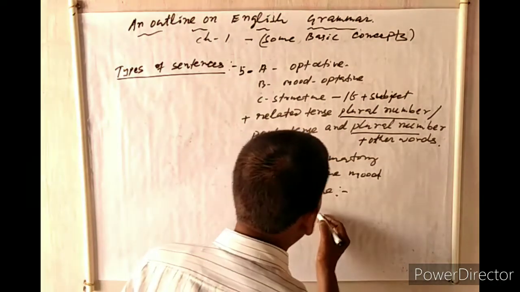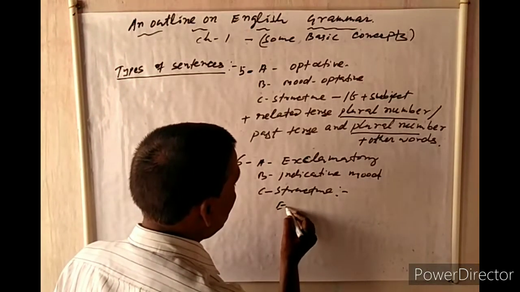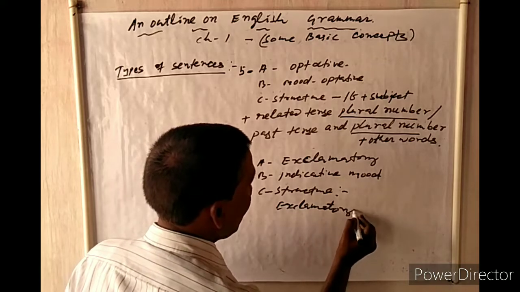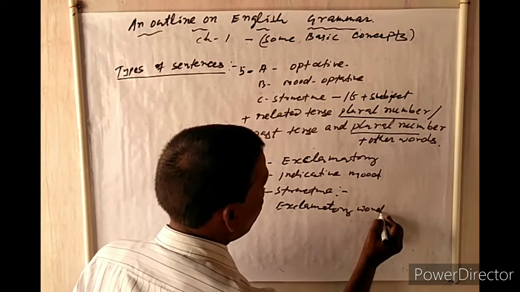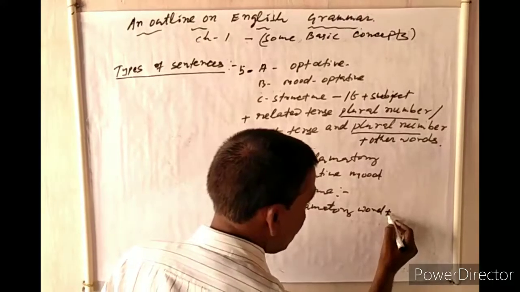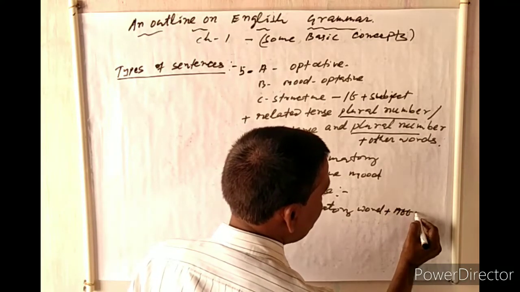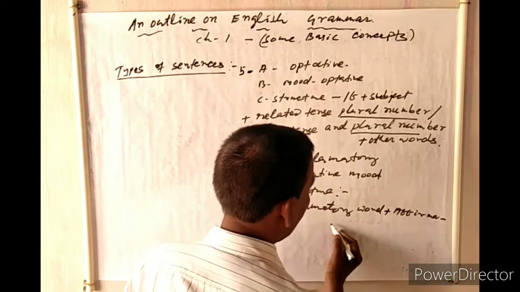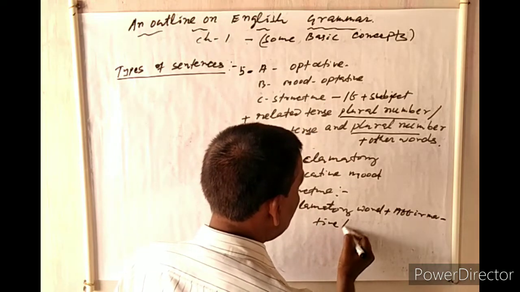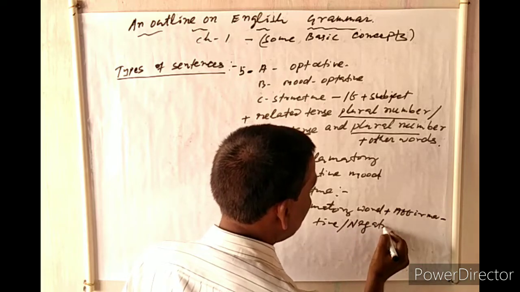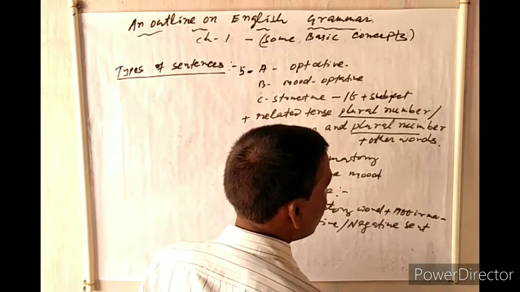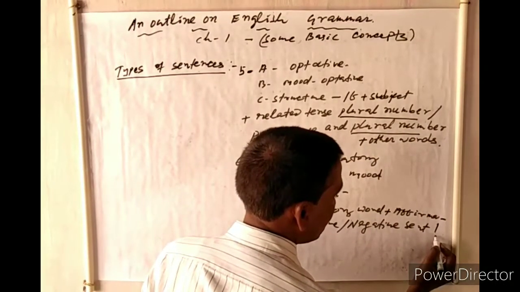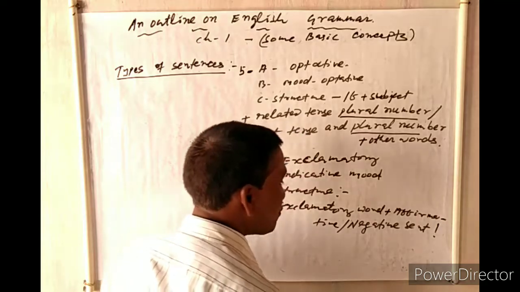तो structure क्या है? Exclamatory word, विस्मयोदक शब्द plus affirmative या फिर नेगेटिव सेंटेंस plus exclamatory sign.